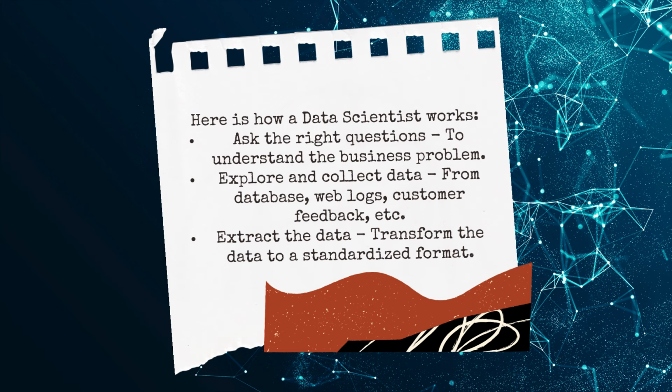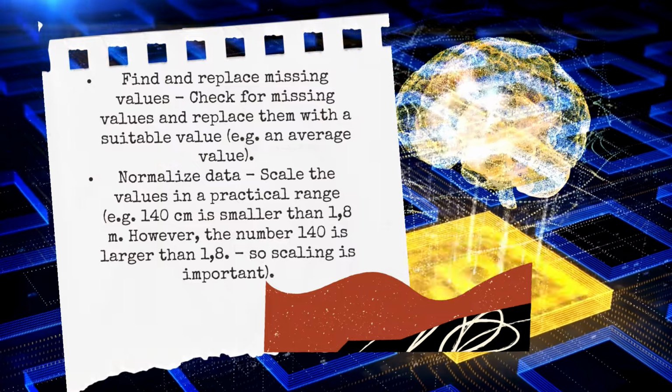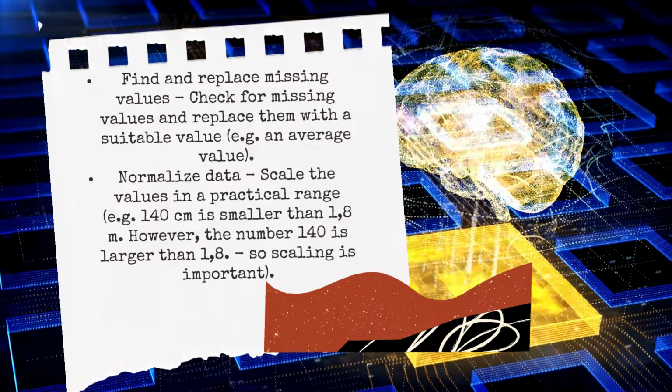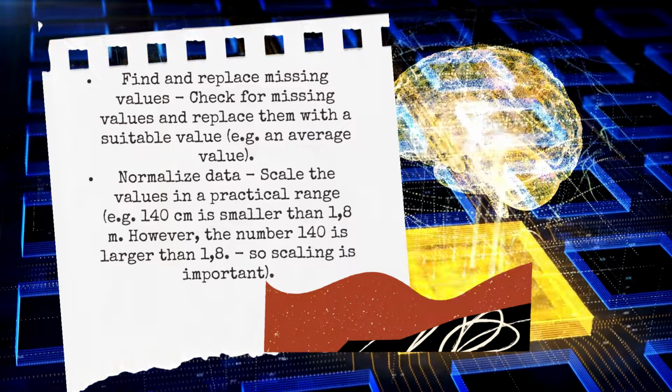Here is how a data scientist works. Ask the right questions to understand the business problem. Explore and collect data from databases, web logs, customer feedback, etc. Extract the data. Transform the data to a standardized format. Find and replace missing values. Check for missing values and replace them with a suitable value, for example, an average value.